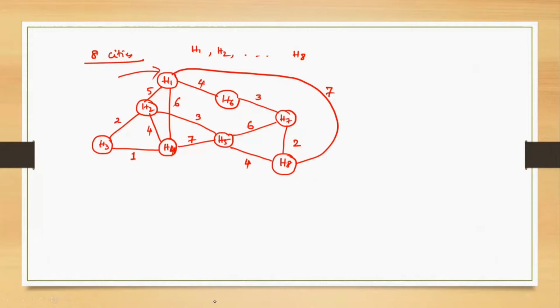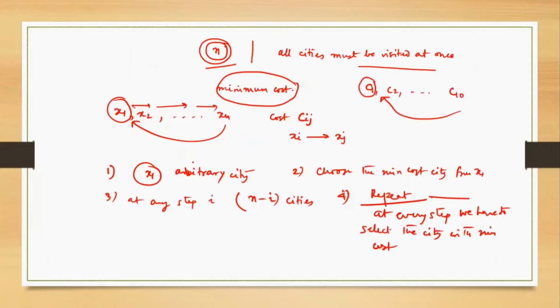So if this type of problem is given, and as we have mentioned, applying the greedy strategy we formulated is very simple. I told you to select any arbitrary city as the starting city and choose the minimum cost city from that starting city. Then at any step, suppose n minus i cities are left. You have to repeat the method until all the cities are visited, and at every step, we have to select the city with the minimum weight. This is our proposal to solve this problem, and how to solve it is very simple.